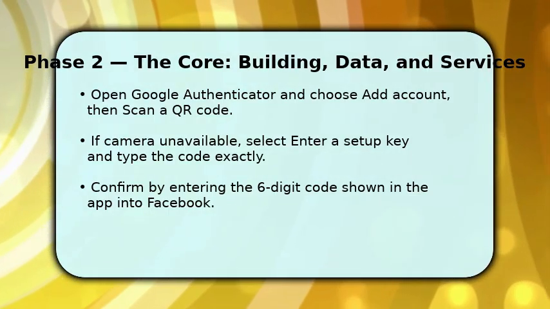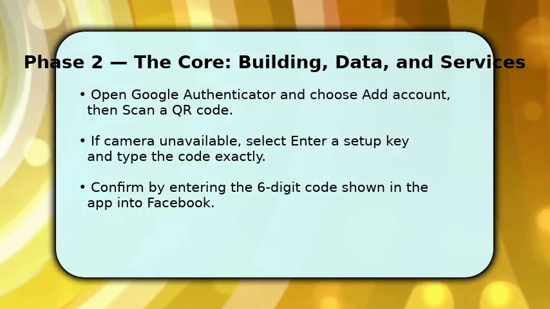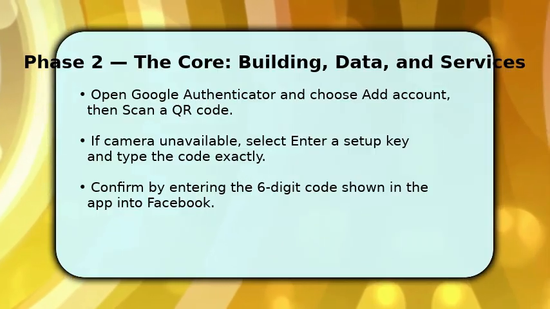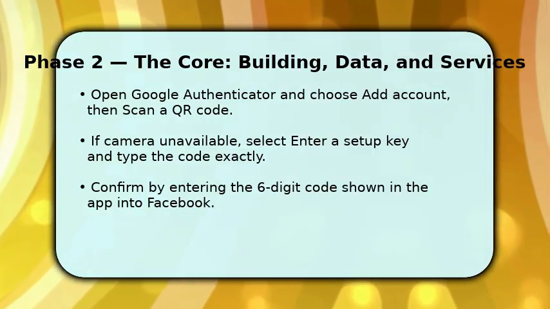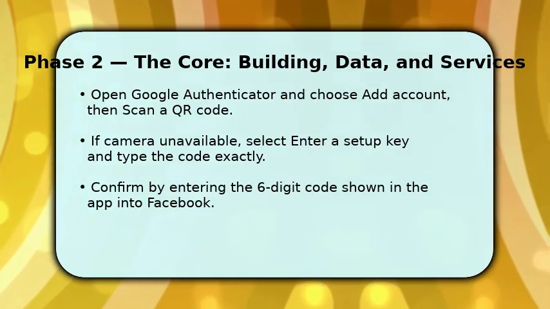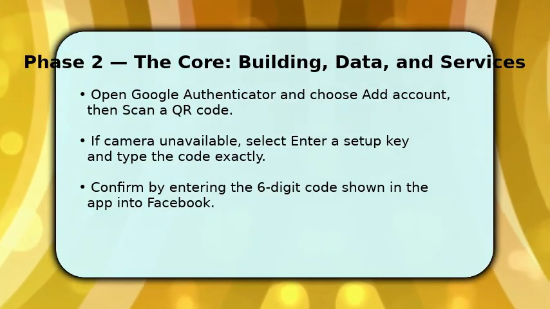If your camera won't scan, select Enter a setup key and type the exact key Facebook provided. After the app shows a 6-digit rotating code, type that code back into Facebook and submit. This links your account. Make sure the device clock is accurate so codes match.